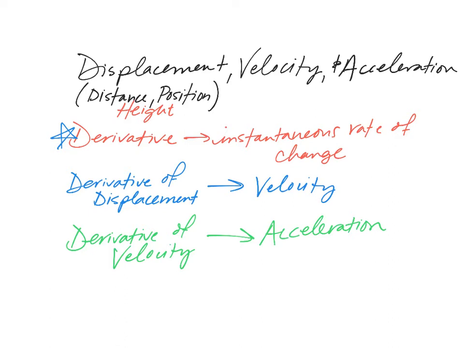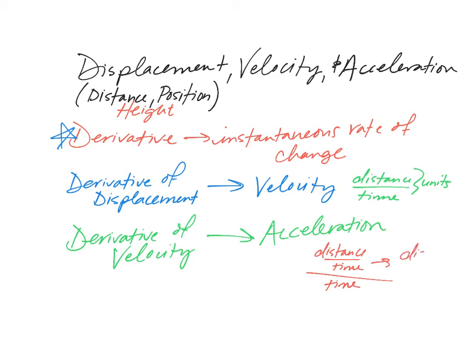Now, speaking of units, displacement is usually going to be in inches, feet, meters, something like that. Therefore, velocity is going to be that same unit of distance divided by whatever unit of time. So distance over time is our units here. Now for acceleration, it's distance over time divided by time, which is the same as distance over time squared, whatever those units may be.